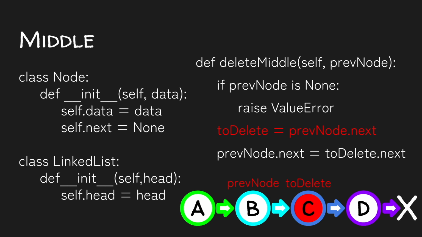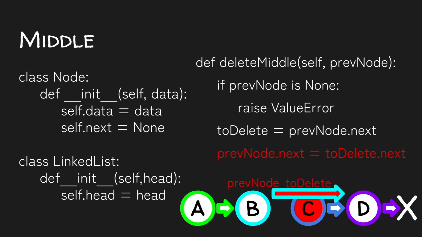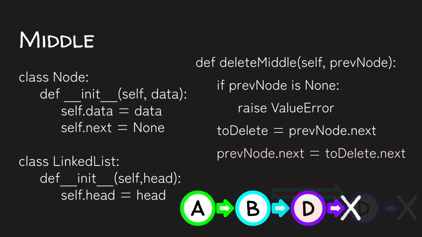Finally, we set the previous node's next element to the toDelete node's next element. In this case, we set B's next pointer to C's next node, D. And now we've successfully removed node C from the middle of our linked list.